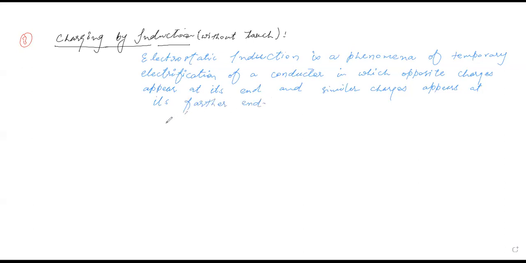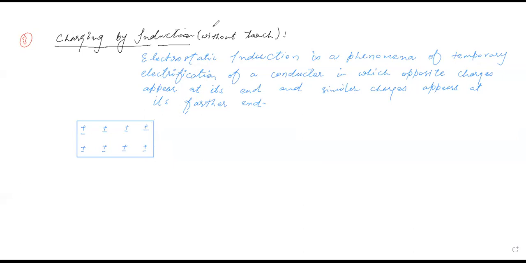Okay, let's try to understand it. Suppose that we have a body like this, and this body is neutral. What does a neutral body mean? A neutral body means the body has both types of charges in equal amount. Are you clear? In this body, you can draw like this. Then the body is said to be a neutral body. Then how can we make this body a charged body with the help of induction?